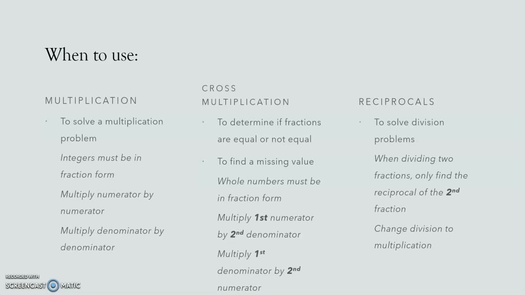Then for reciprocals, this is used to solve division problems. When you are dividing two fractions, you need to find the reciprocal of the second fraction only, never the first fraction. And then you can change the division problem to a multiplication problem and multiply like normal. So you multiply your numerator by your numerator, then your denominator by your denominator.